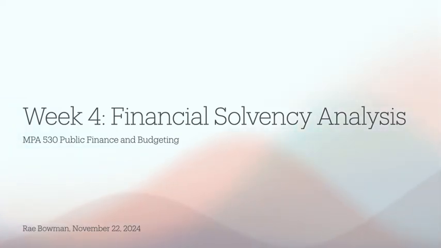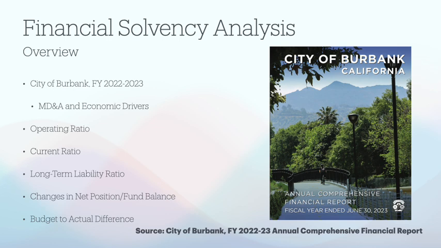This week we'll discuss financial solvency analysis as it relates to the city of Burbank. As a quick overview, we'll discuss the City of Burbank's fiscal year 22-23 annual comprehensive financial report, briefly go over the MD&A and economic drivers for the city, a few different solvency ratios, including the operating ratio, the current ratio, long-term liability ratio, make a note about changes in net position and fund balance towards the end, and of course, talk about budget to actual differences really briefly.